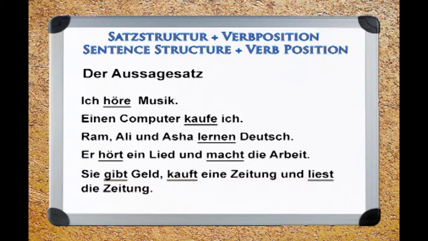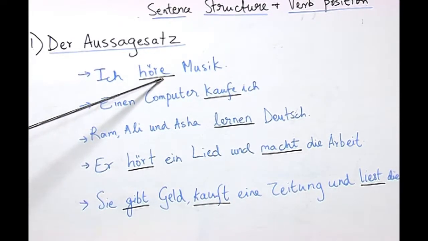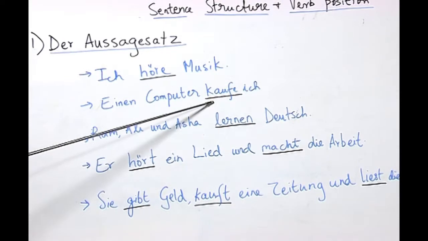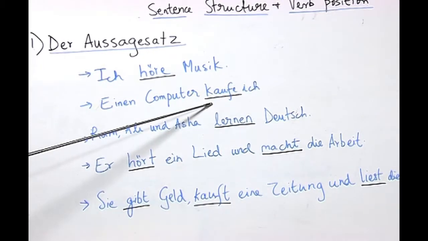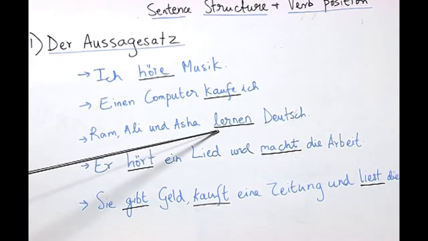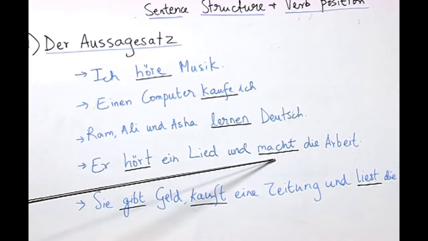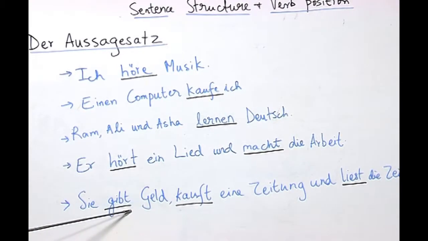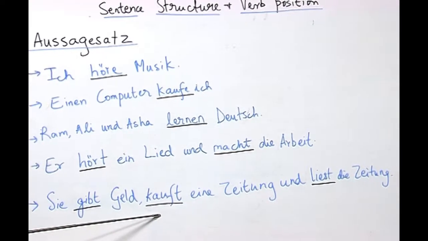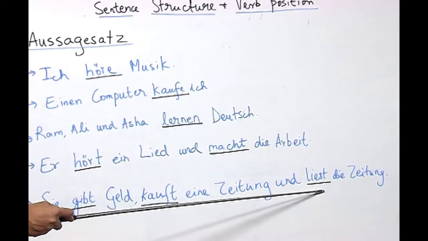As you can see, I have marked here all the verbs with a black pen. So we have the verb here höre, which comes from the infinitive verb hören. We have the verb here kaufe, which comes from the infinitive verb kaufen. We have the verb here lernen, which comes from the infinitive verb lernen. Hört, which comes from hören again. Macht, which comes from machen. Gibt comes from geben. Kauft comes from the infinitive verb kaufen, and liest comes from the infinitive verb lesen.